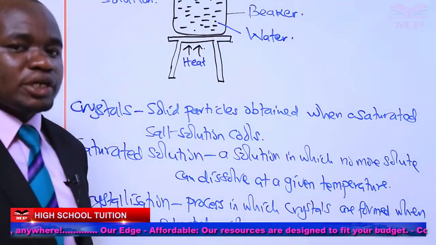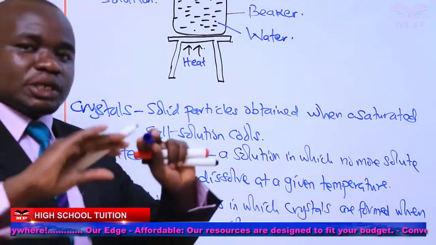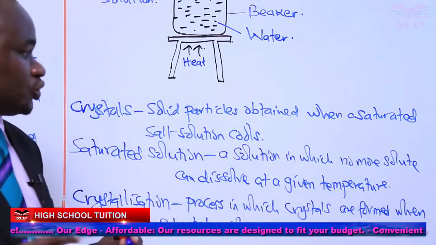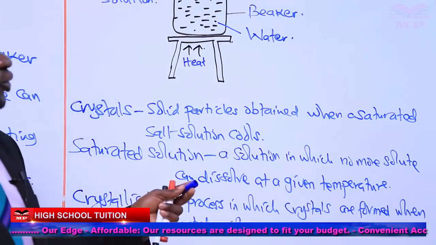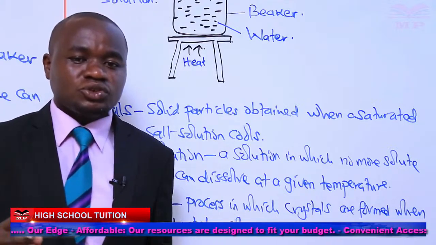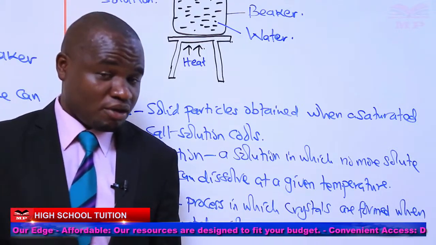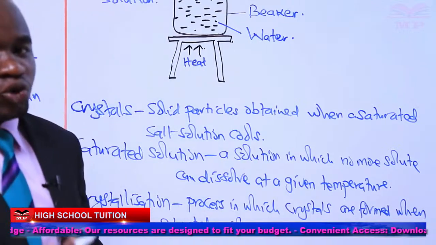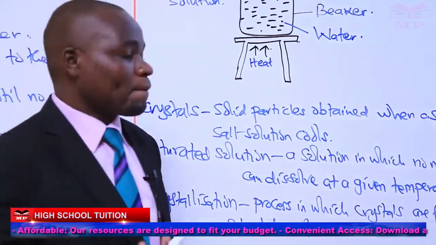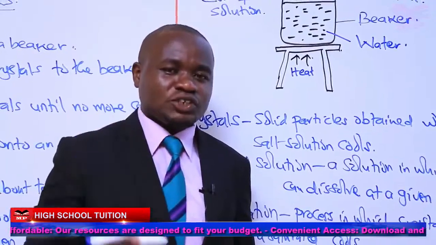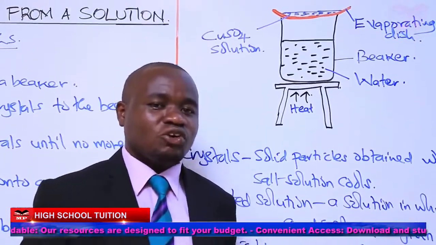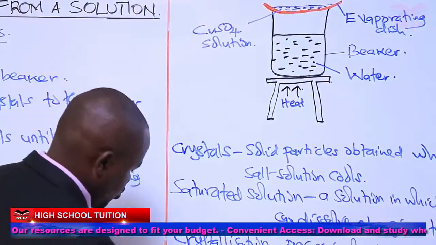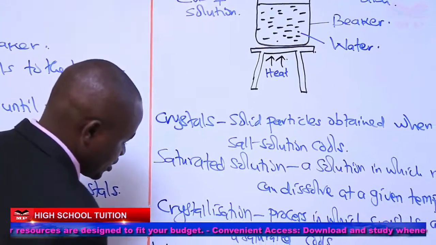For crystals to be formed, then it means there must be some water that must be present in any given salt. So a salt can either be in form of crystals or in powder form. Those salts which are in powder form, we say they don't have water of crystallization. But those salts which are in form of crystals, we say they contain water of crystallization. So let's also define that word, water of crystallization.